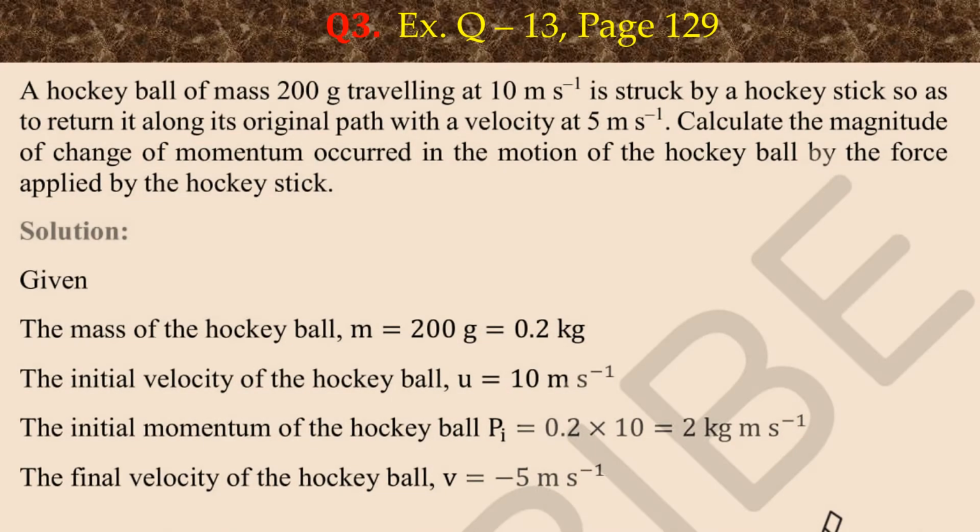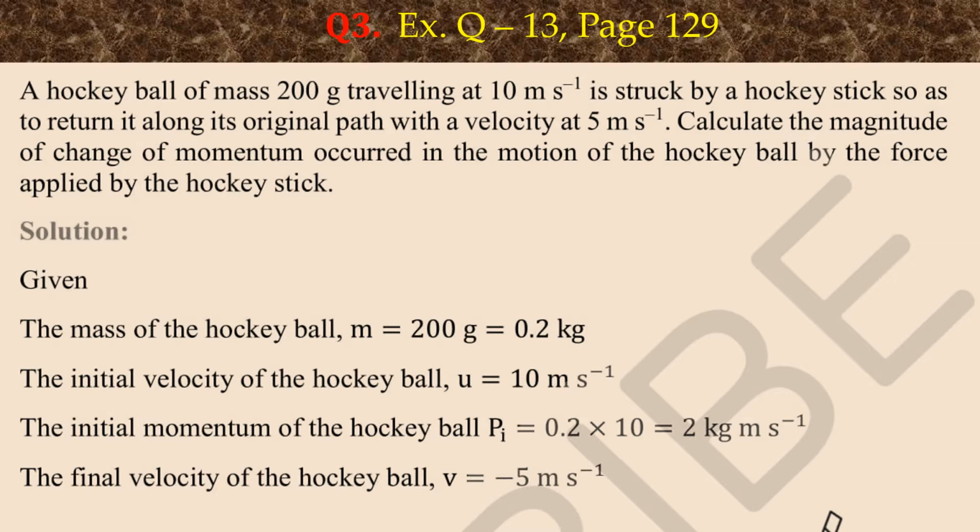Next exercise, question number 13. A hockey ball of mass 200 gram traveling at 10 meter per second is struck by a hockey stick so as to return it along its original path with a velocity of 5 meter per second. Calculate the magnitude of change of momentum occurred in the motion of the hockey ball by the force applied by the hockey stick. Here, initially the mass of the ball is given. It is given in grams, so you should convert that into kilograms. So 200 gram is equal to 200 divided by 1000, that is 0.2 kilogram.